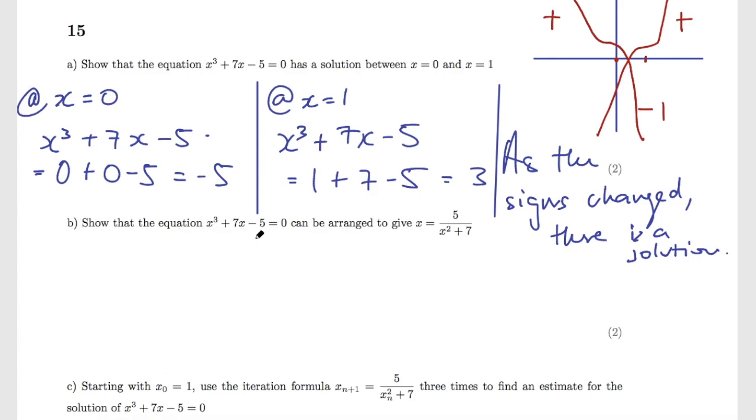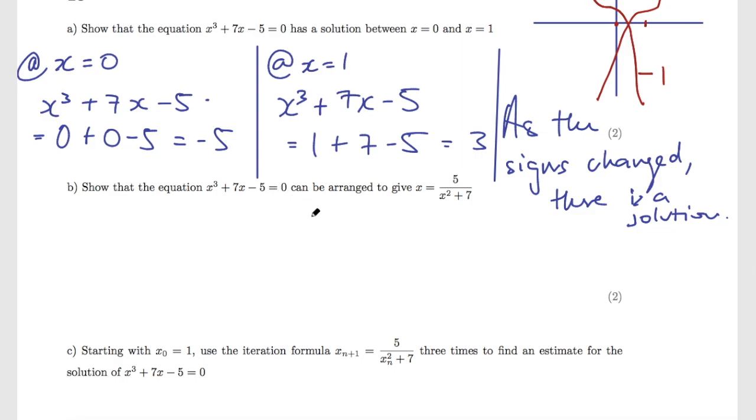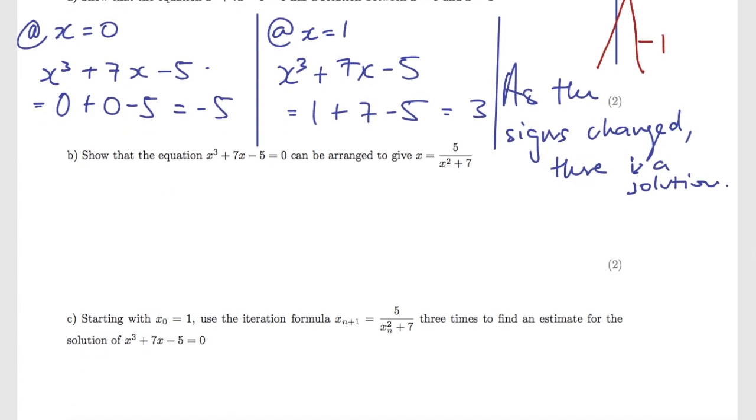Okay, part B says show that the equation x cubed plus 7x minus 5 equals 0 can be arranged to give x equals 5 over x squared plus 7. So here you just need to do some algebra. Firstly, let's factorize the first part of that equation and take x out of x cubed and 7x. So that will be x bracket x squared plus 7 minus 5 equals 0.